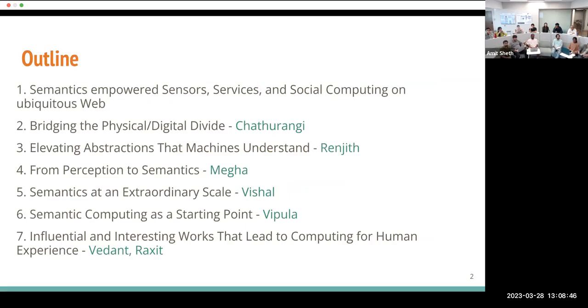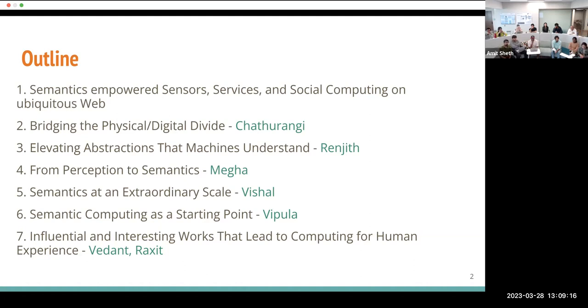So the outline is as follows for the audience. Just a brief introduction on the semantics empowered sensors, services, social computing on ubiquitous web. We'll not talk a lot about this for now. Then we'll be bridging the physical and digital divide. Chaturangi will take up and lead that discussion, following which we will talk about elevating abstractions that machines understand, which will be taken by Ranjit.